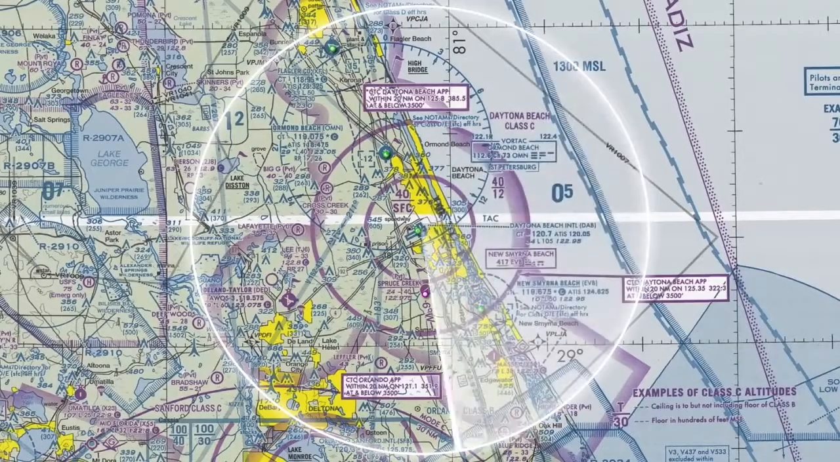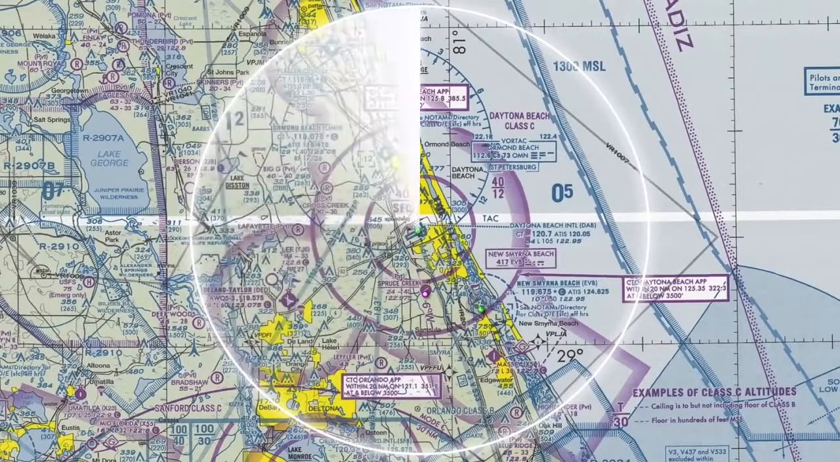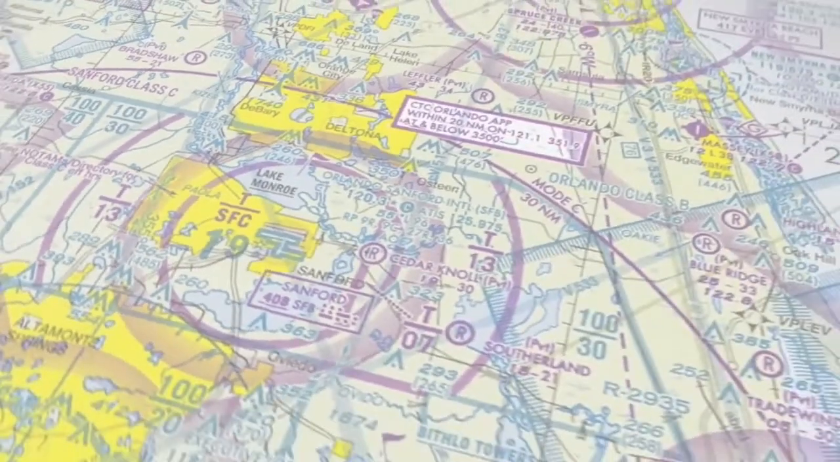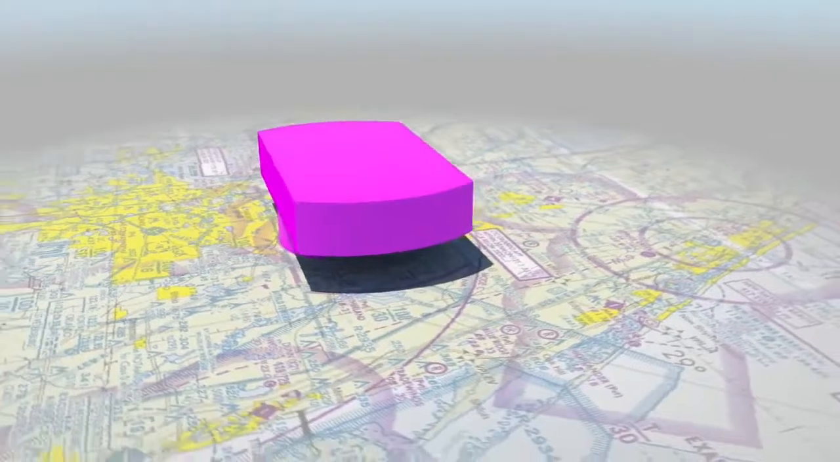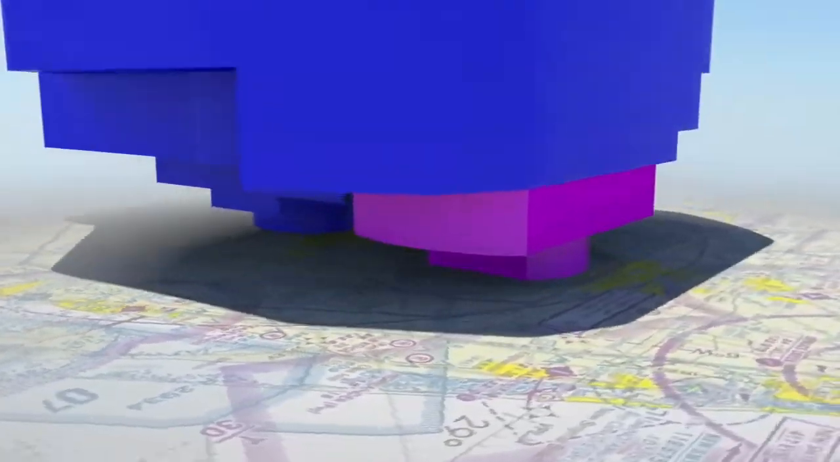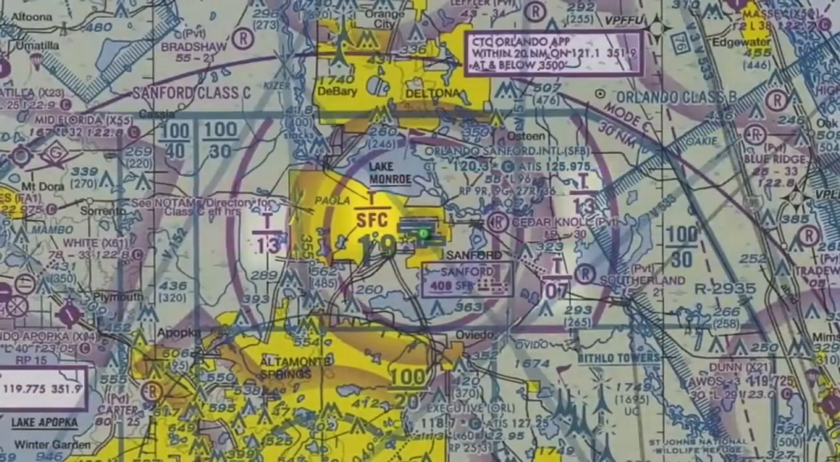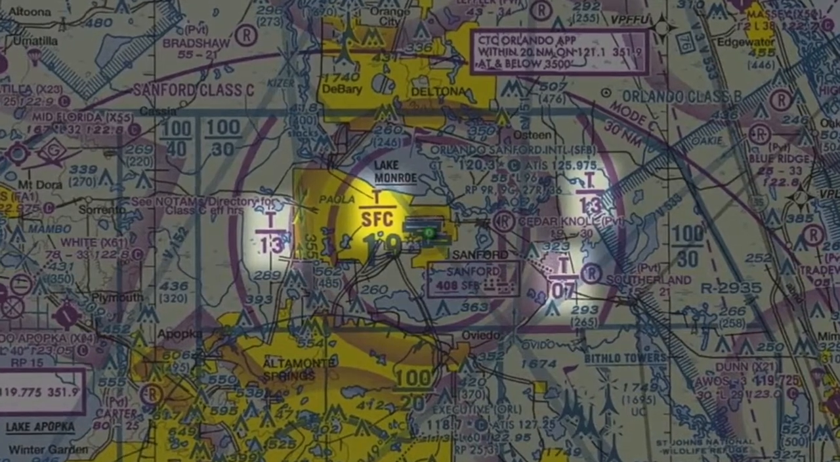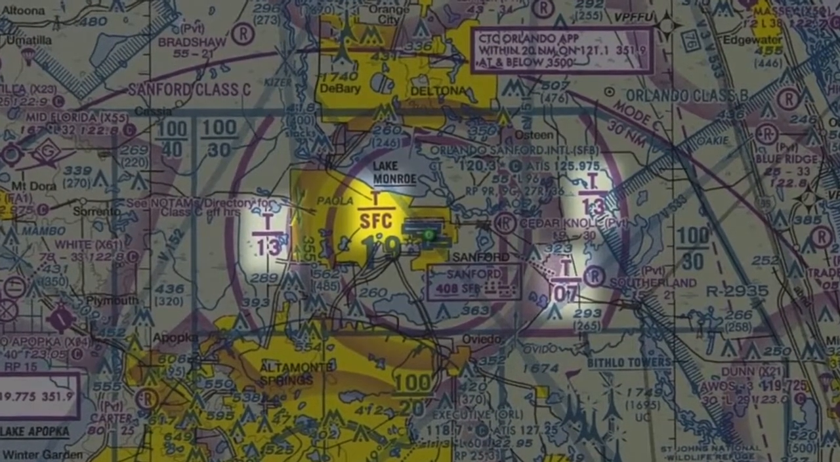Radar coverage is available up to 20 nautical miles from the airport. Some Class C airports, like Orlando Sanford, lie underneath Class Bravo. Airspace like this may have custom dimensions that extend up to the floor of the Class Bravo.